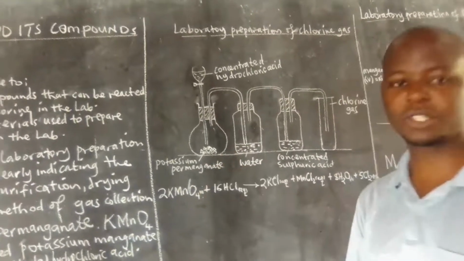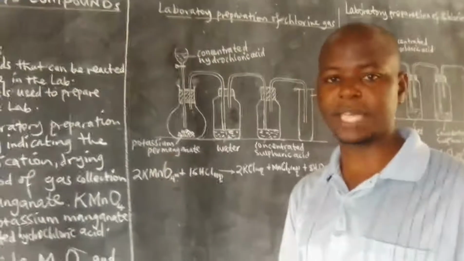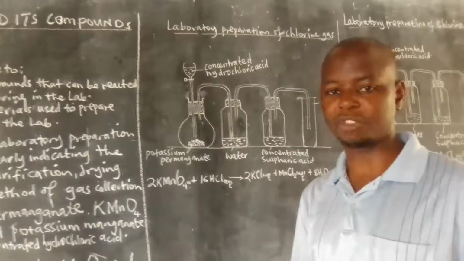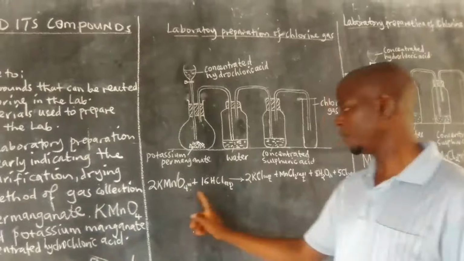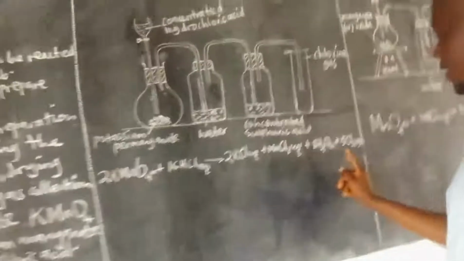This reaction does not require heating because potassium permanganate is a strong oxidizing agent. Oxidation means removal of hydrogen. Potassium permanganate removes hydrogen from hydrochloric acid and we get chlorine gas.